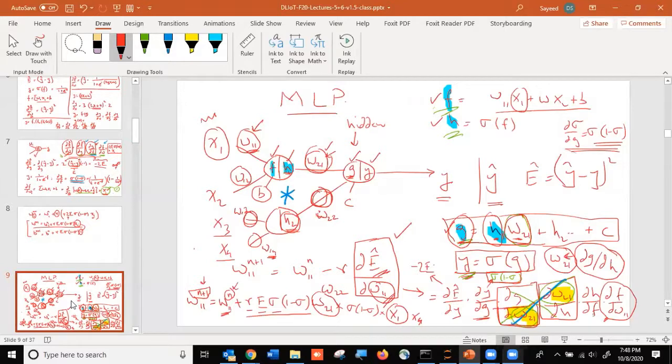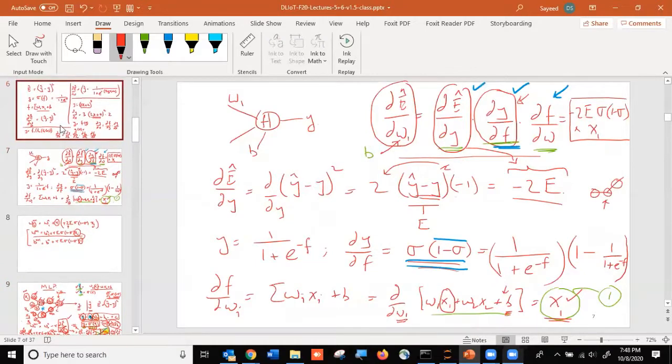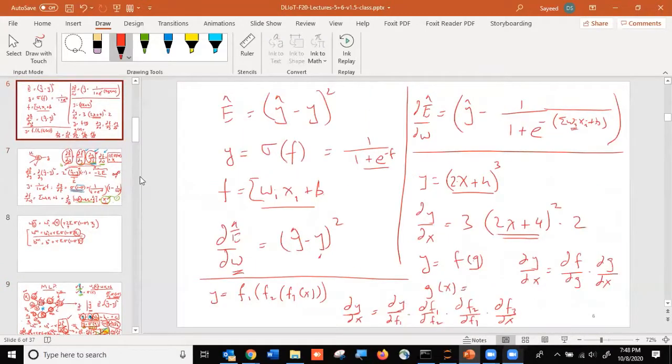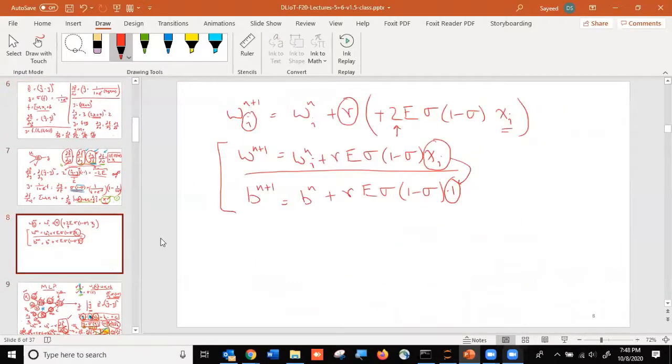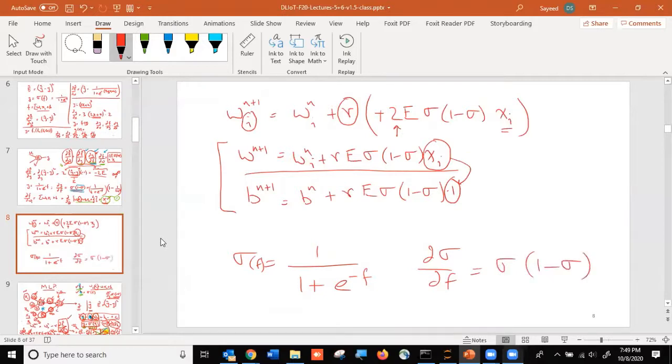Sigma की जो equation है, we did that somewhere. So let me just write it over here. So sigma की equation थी 1/(1 + e^(-f)), okay, sigma of f, all right? And if you differentiate this, d sigma by df, the answer comes out to be sigma times (1 minus sigma), okay?